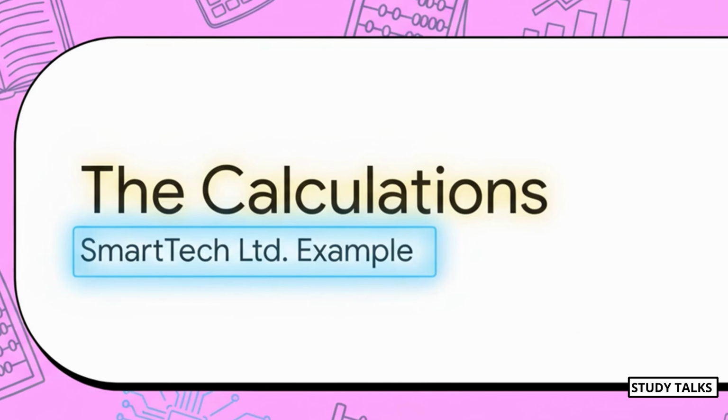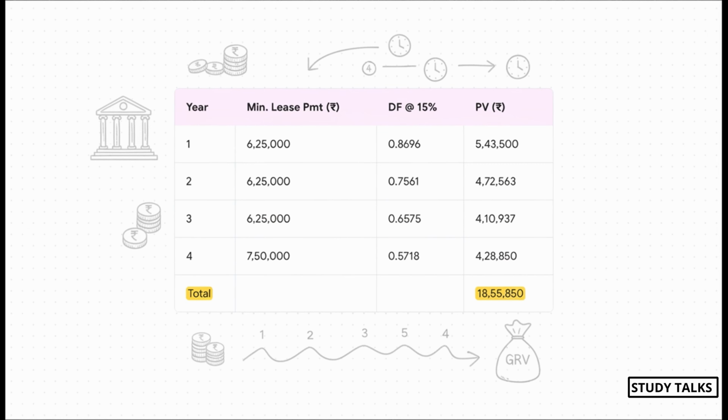All right, Section 4, Mastering the Calculations. Enough theory. Let's get our hands dirty and actually apply all of these rules to our SmartTech Ltd case study. So let's crunch the numbers. The question gives us a 15% interest rate and a guaranteed residual value of $1,025,000. So we take each payment. Notice that the final year's payment is $7,500,000 because it includes that GRV, and we discount each one back to its present value using the 15% factor. When you add all those present values up, you get a total PV of MLP of $18,55,850.